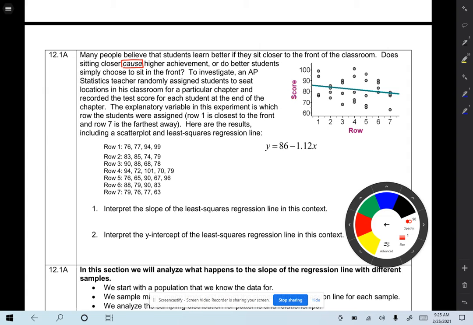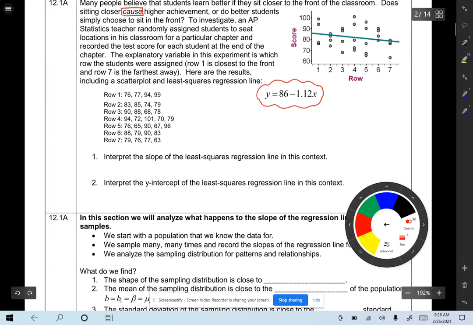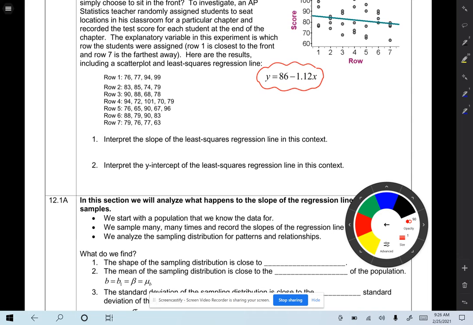The explanatory variable in this experiment is which row the students were assigned. So row 1 is the one closest to the front, and row 7 is the farthest away from the front. Here are the results, including a scatter plot and the least squares regression line. So the regression line is drawn for you. The equation is right here. And the values are in the rows. Interpret the slope of the least squares regression line in this context.